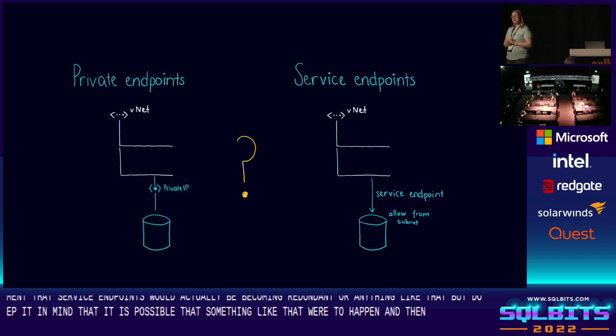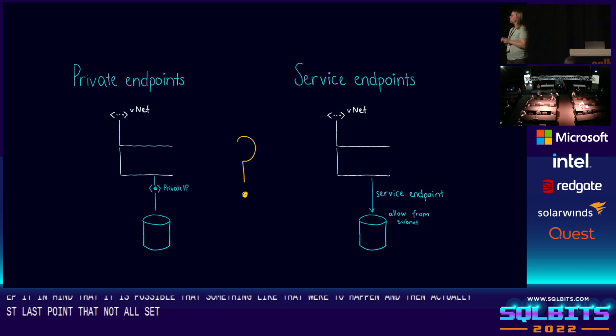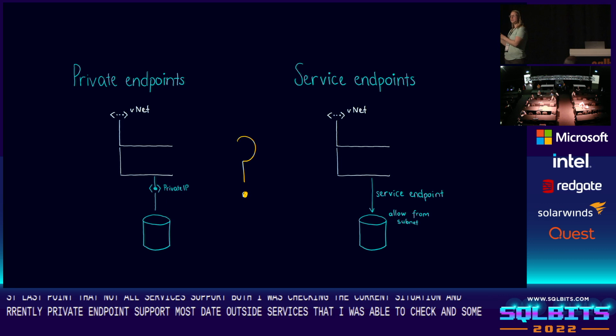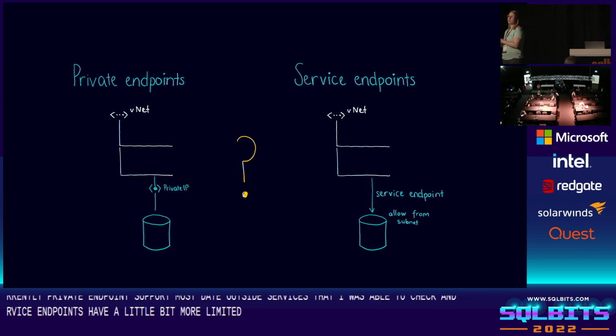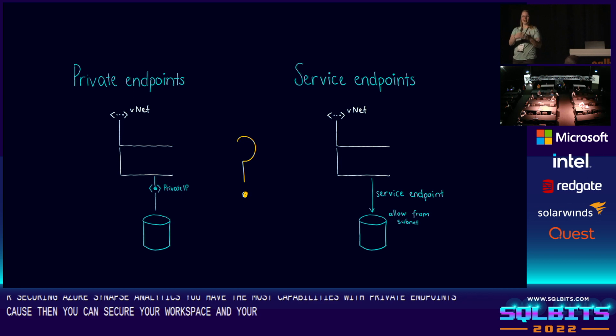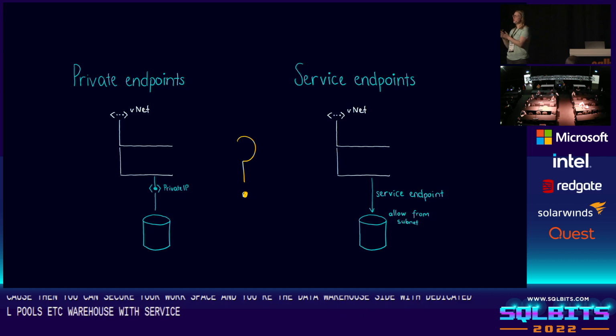And then actually, last point, not all services support both. I was checking the current situation, and currently private endpoints support most data side services that I was able to check, and service endpoints have a little bit more limited availability for some services. So for example, for securing Azure Synapse Analytics, you have the most capabilities with private endpoints because then you can secure your workspace and the data warehouse side with dedicated SQL pools, etc. Whereas with service endpoints, there's only support for the dedicated SQL pools side.